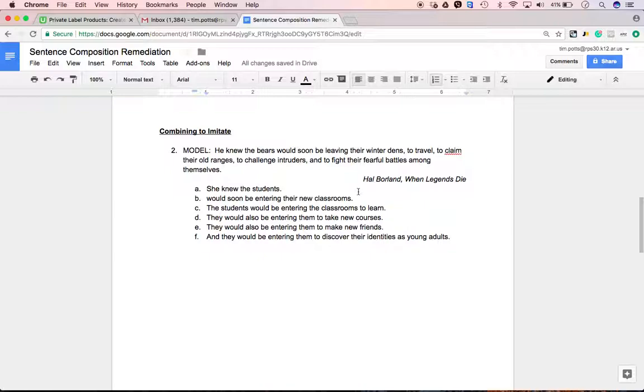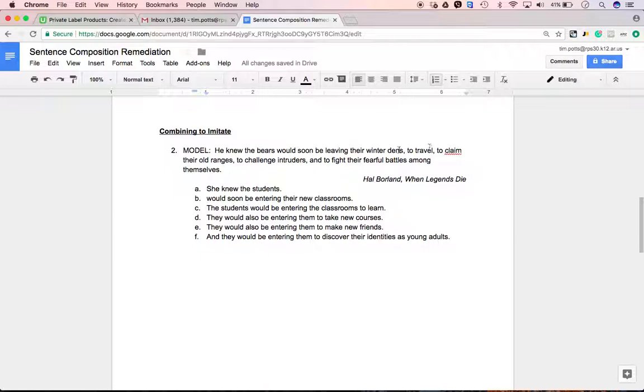Do you see how that matches up, how that corresponds? They're not the same words, but they're the same type of words that are matching up. Like he and she are both pronouns, which means they're words that are identifying a person, but without a name. Then you get knew and knew, the exact same word. The bears, the students, right? So you both have words that just state the nouns, right? The bears, the students. Would soon be, would soon be. Leaving is an action word. Entering is an action word. Their winter dens, their new classrooms.